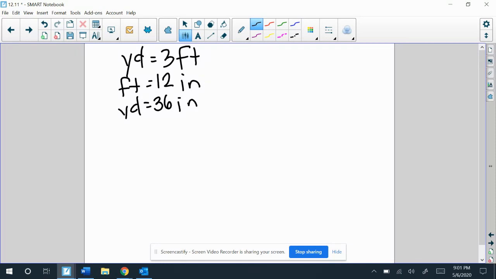The next thing we learned was about pounds and ounces. There are 16. Then it was tons and pounds, which was 2,000.